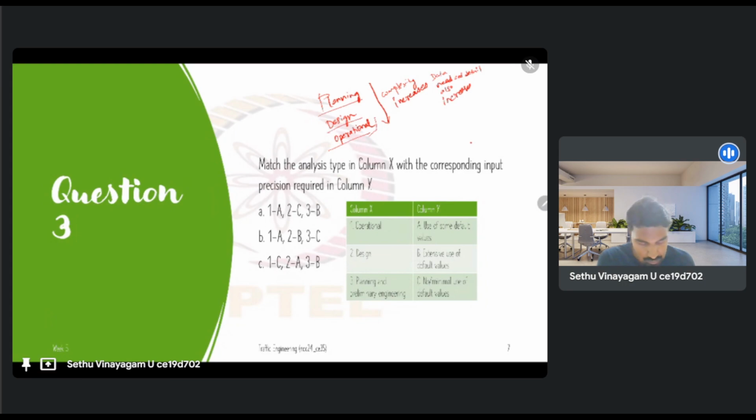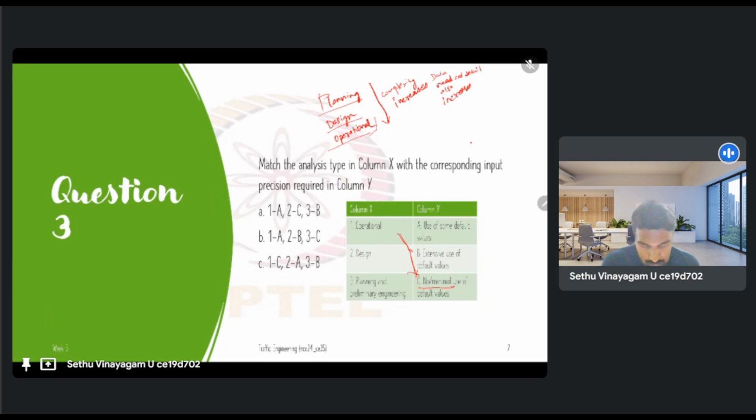So if we look at that, the right options given in the columns are for operational, we need no or minimal use of default values. Here we are looking at the use of default values. If we are using the default value, it means you're not estimating or collecting the data, so that means it's a lesser level of detail. For operation, we need a higher level of detail, therefore it has minimal or no use of default values.